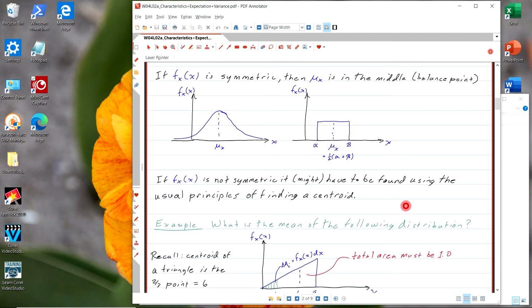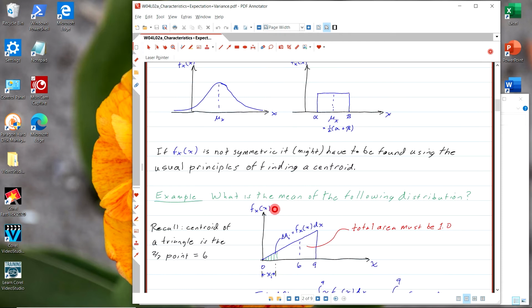If f(x) is not symmetric, it may have to be found using the usual principles of finding a centroid. For example, here's a distribution that is non-symmetric, and in fact it's triangular in shape. If you recall back to statics, where you would compute these moments of areas, the balance point or centroid of a triangle is the 2/3 point. So 1/3 from the largest end. So we already know where the mean is going to be.